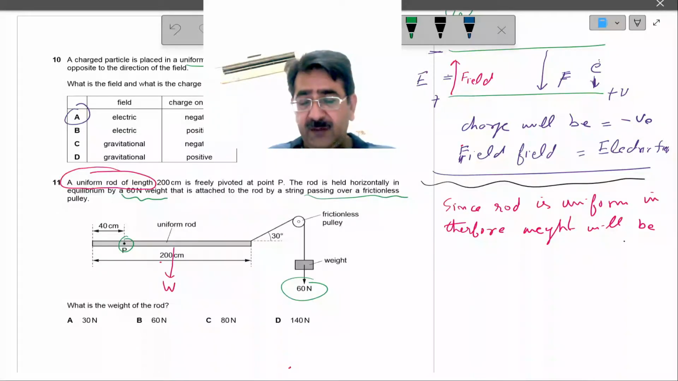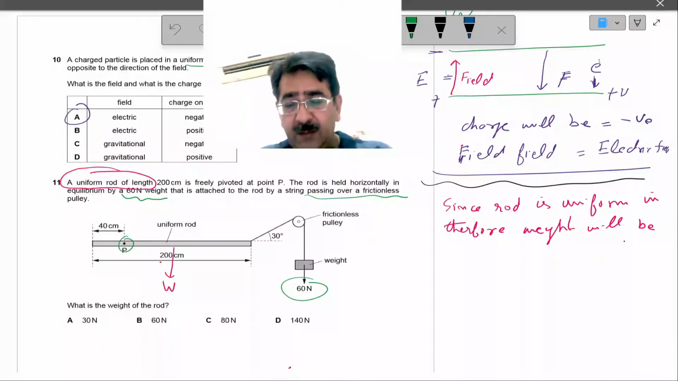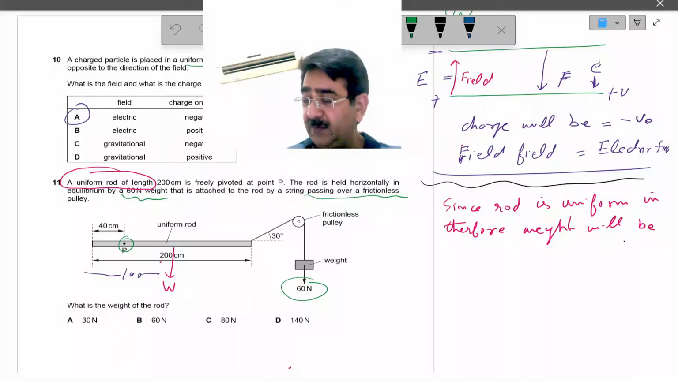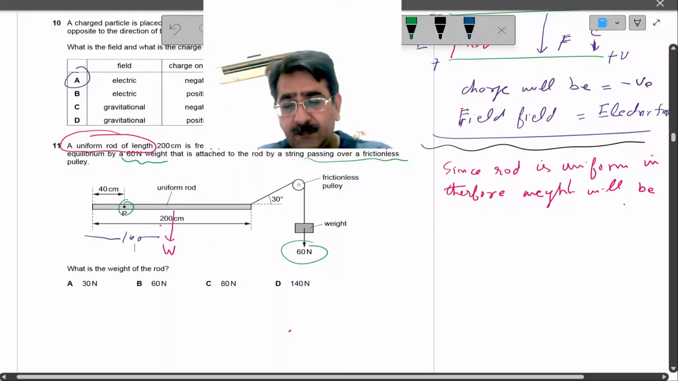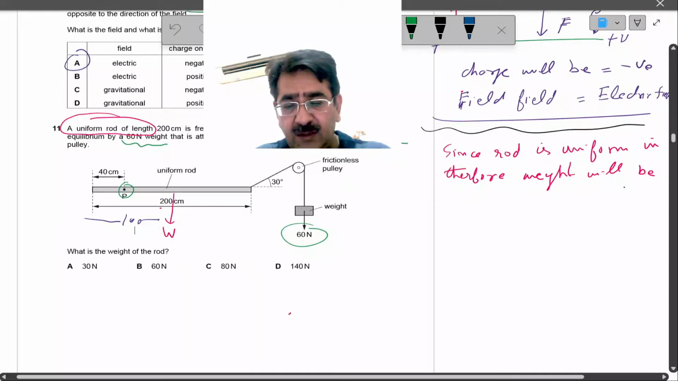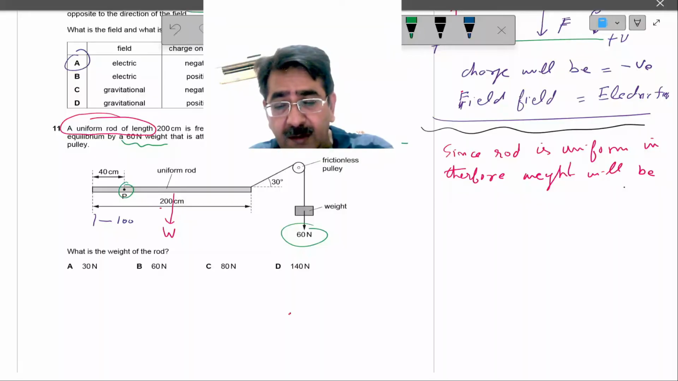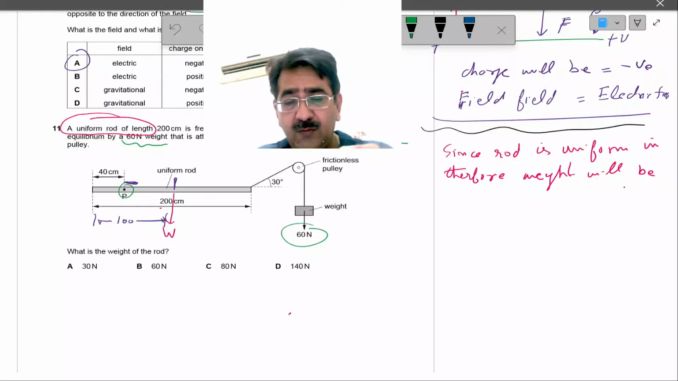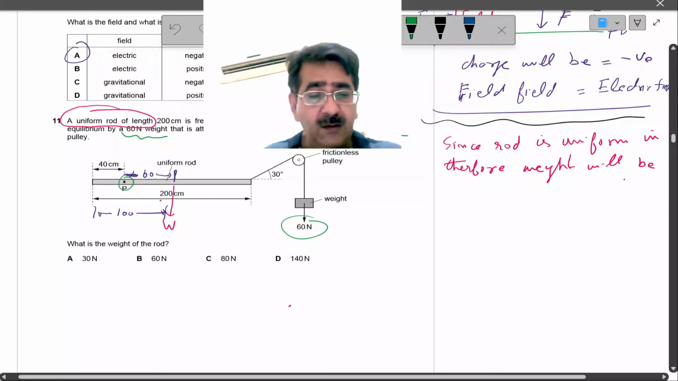If the total length is 200, the length between the pivot end and the center will be 100 centimeter. The distance between the pivot and the weight which will produce a couple will be 60 centimeter.